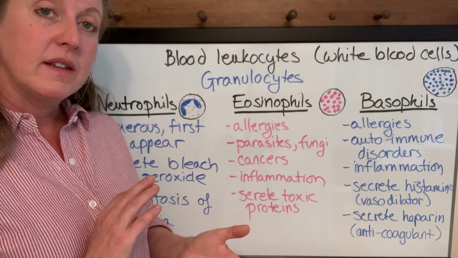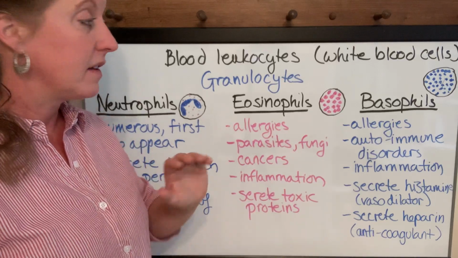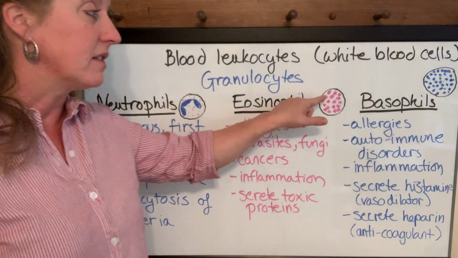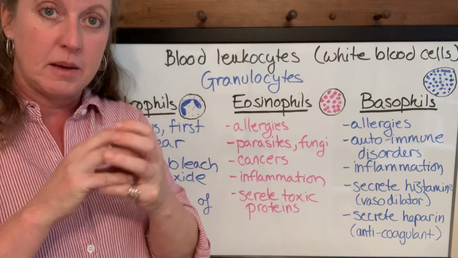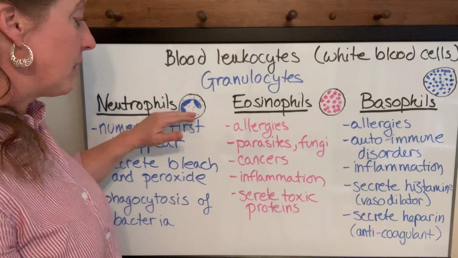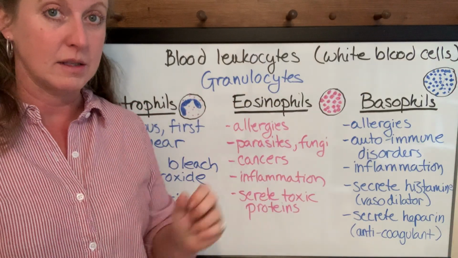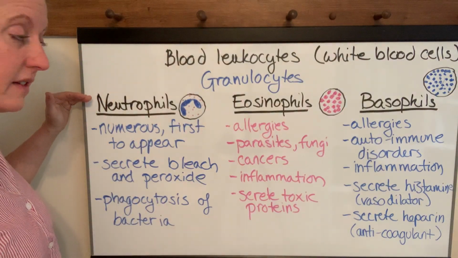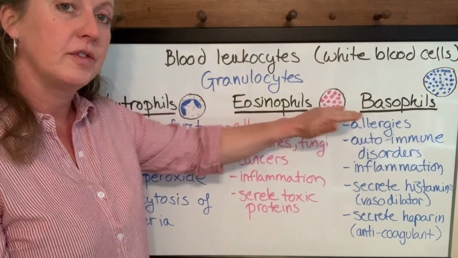Now, white blood cells fall into two categories, granulocytes and agranulocytes. Granulocytes are cells that are filled with granules, and these granules, these little secretory vesicles, contain substances that are toxic to pathogens. So anytime you see a granulocyte, you're going to see a cell that secretes something as part of its function. Now, the three granulocytes that we find in the blood are neutrophils, eosinophils, and basophils.